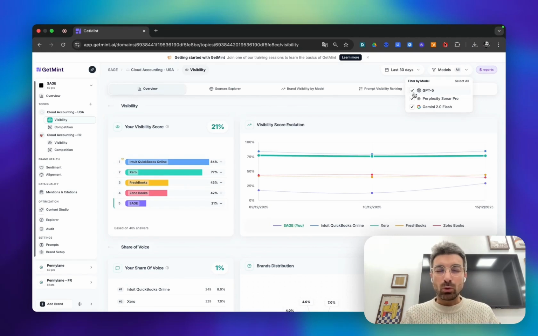A quick note, don't confuse citation with mention. When your brand is mentioned, it means it appears in the responses generated by AI models. When your brand is specifically cited, it means that a page from your website was consulted by a model before formulating its response.